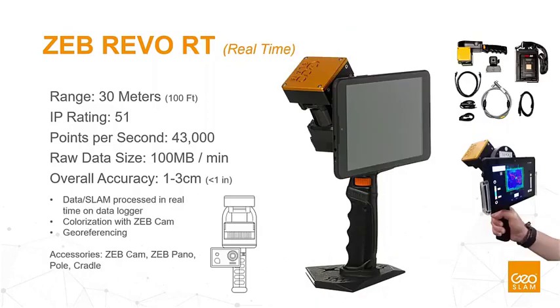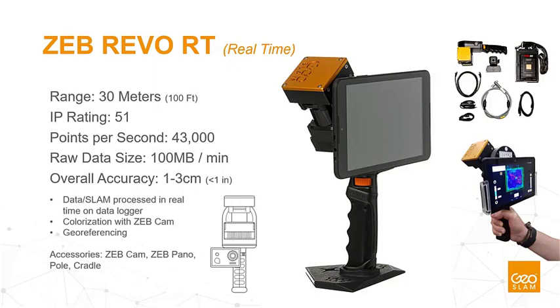So the next system that we want to talk about here is the Zeb Revo RT. RT stands for real time. This system is very similar to your Revo standard. Most of the specs are pretty much the same, but the main difference between this system and the Revo standard is that we're able to do all of our data processing in SLAM in real time on the data logger. So instead of processing all of this in post after the capture, we're able to process it all as we're actually capturing on the data logger.